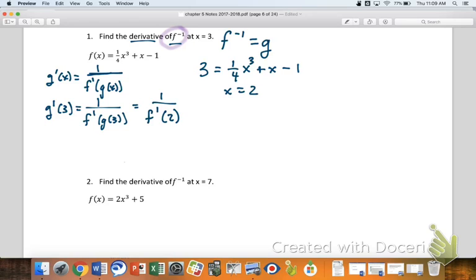And now the good news is I do have a function for f, so finding f prime is actually pretty easy. f prime would be 3/4 x squared plus 1. So finding f prime of 2, I get 4. So my final answer would be 1/4.